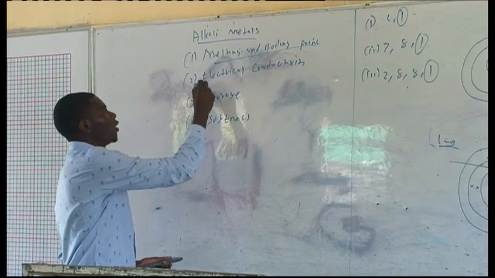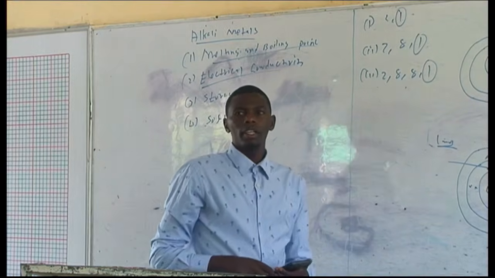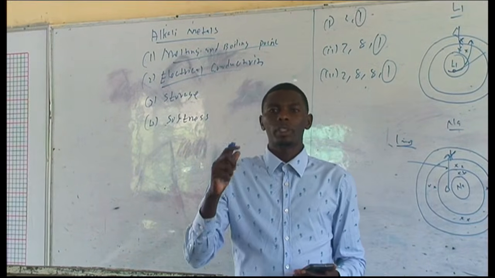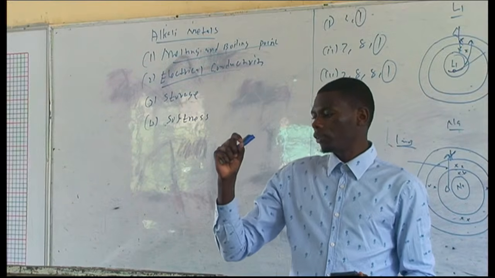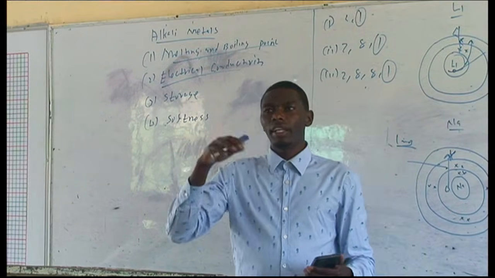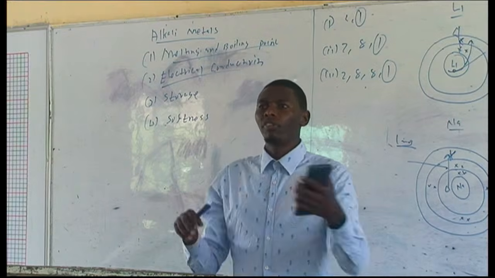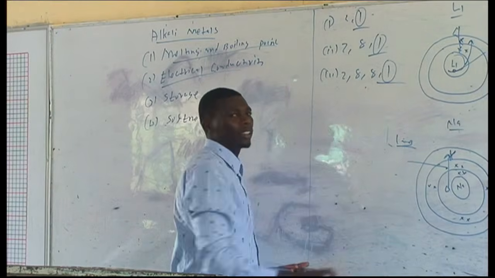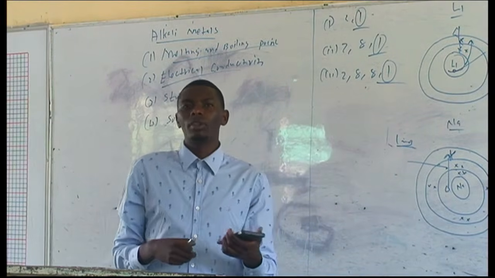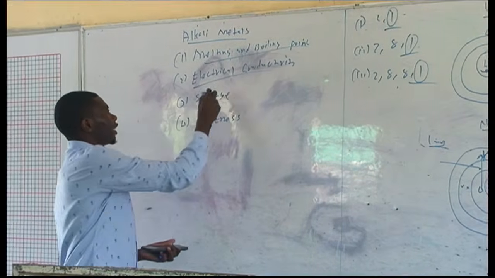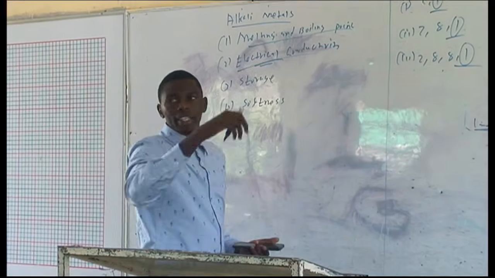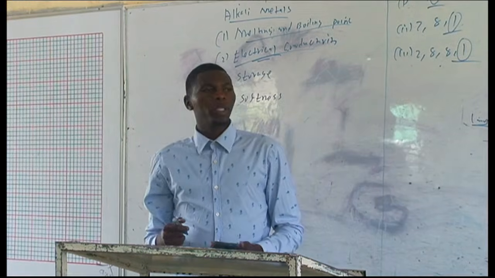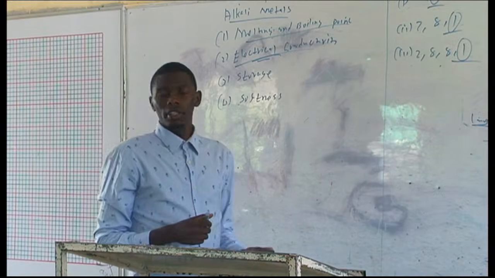We want to see the electrical conductivity. Alkali metals have one outermost electron, which is delocalized. When we say delocalized, they move freely. Lithium has one, as well as sodium and potassium. So in conclusion, we can say alkali metals conduct electricity because they have delocalized electrons.